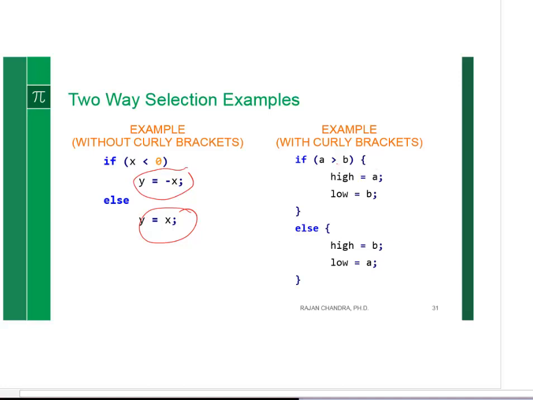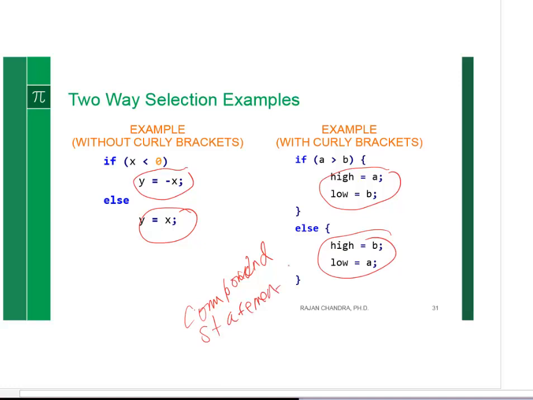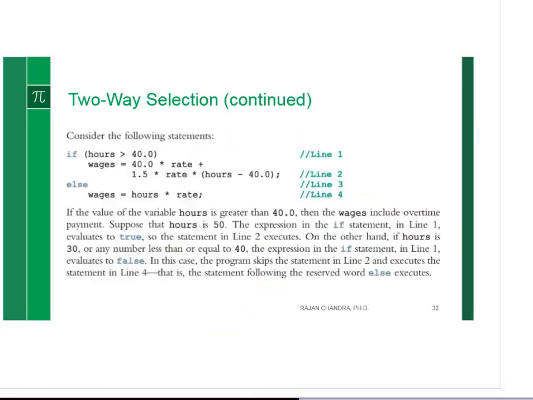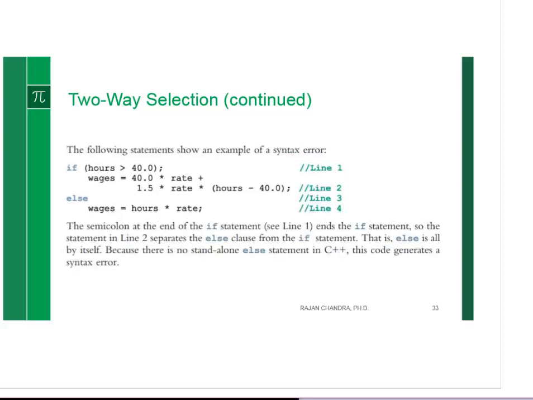Whereas here, if a is bigger than b, I have to do 2 things. Otherwise, I have to do these 2 things. So when you want to do more than one thing, you must enclose them in a curly bracket, and this is known as a compound statement. And there are some examples that illustrate two-way selection. You can study this by yourself.